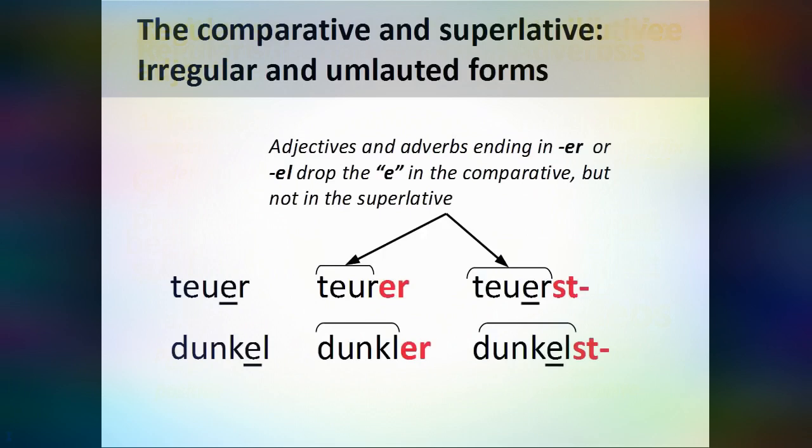Finally, there are some important exceptions to the manner in which we form the comparative and superlative forms of adjectives and adverbs. The adjective you see on the screen, teuer, which means expensive in German, ends with -er in the positive form. When we construct a comparative form, therefore, we need to drop the e from this ending. The same holds true for adjectives ending in -el, such as dunkel, meaning dark. You can see examples of both adjectives on the screen and how the e is dropped from the -er and -el endings in the comparative. You will note, however, that the e is added back in the superlative form.